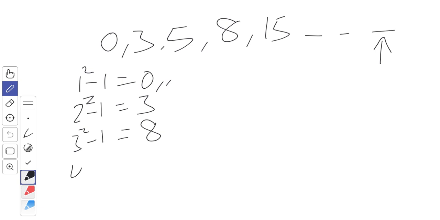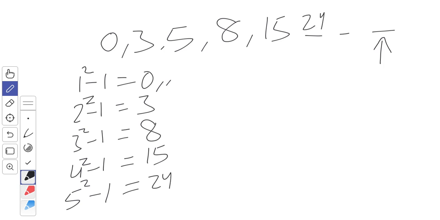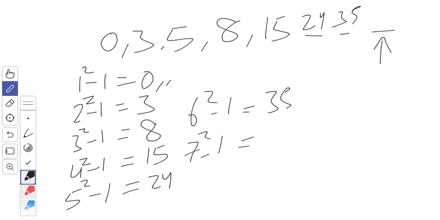Now 4. 4 squared minus 1. 4 times 4 is 16. 16 minus 1 is 15. Now we have 5 squared minus 1. 5 times 5 is 25. 25 minus 1 is 24. This number would be 24. Next we have 6 squared minus 1, which is 36 minus 1, which is 35. This number would be 35. And the 7th number would be 7 squared minus 1, which equals 49 minus 1, 48.